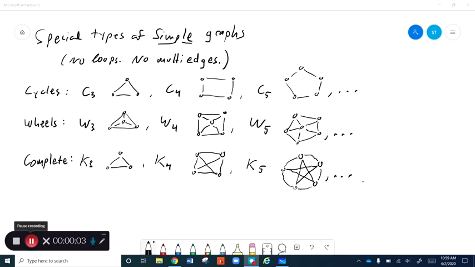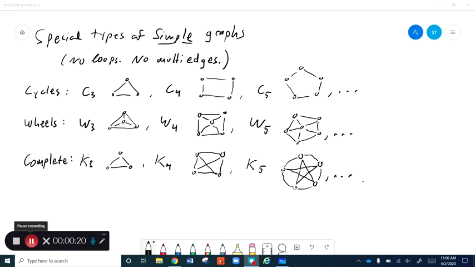Okay, this is the fourth video for section 10.2. I just want to introduce some specific types of simple graphs. Remember that simple graphs are no loops, no multi-edges. So some types. First of all, cycles.